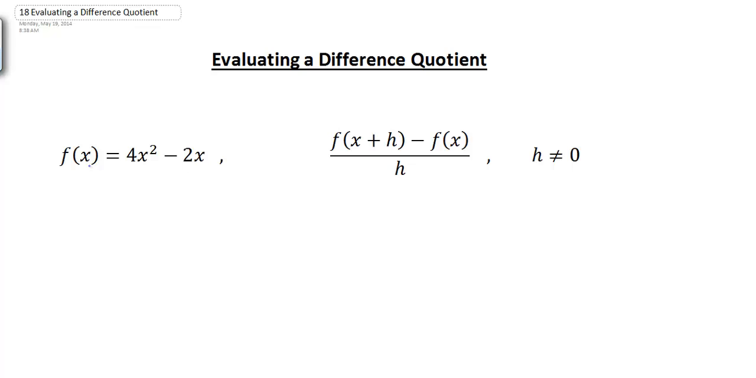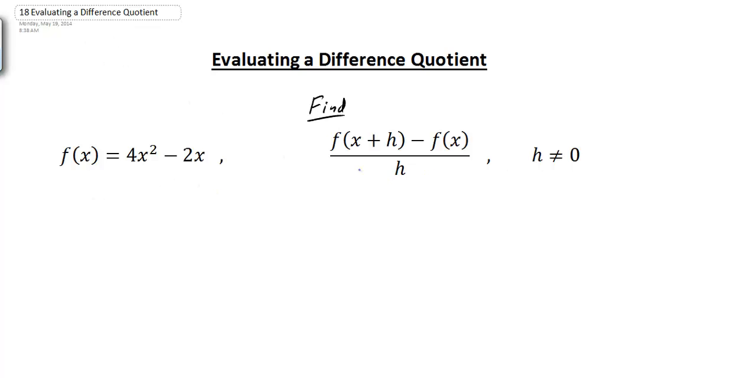So if you notice, we're given the function f of x equals 4x squared minus 2x. So that's the given function. And what we want to find is this part over here. We're trying to find f of x plus h. So again, you're going to plug x plus h in for x. And then we're going to subtract away f of x, which is the original function, 4x squared minus 2x. And all of that is divided by h. And over here they tell us h cannot be equal to 0 simply because h is in the denominator.